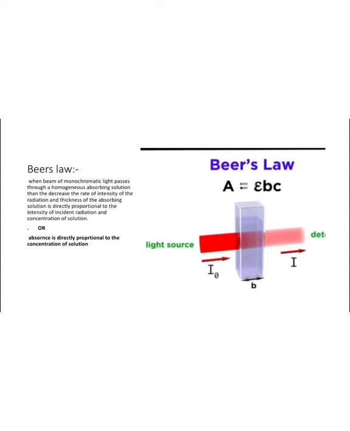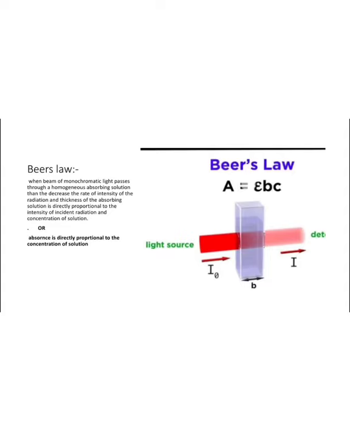When we pass monochromatic light through a homogeneous medium, the intensity decreases, and this decrease is directly proportional to the intensity and the concentration, as given by Beer. And the second statement: absorbance is directly proportional to the concentration of the solution, whereas Lambert said absorbance is directly proportional to the path length of the medium.